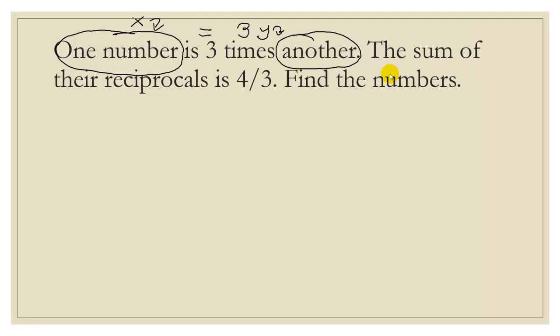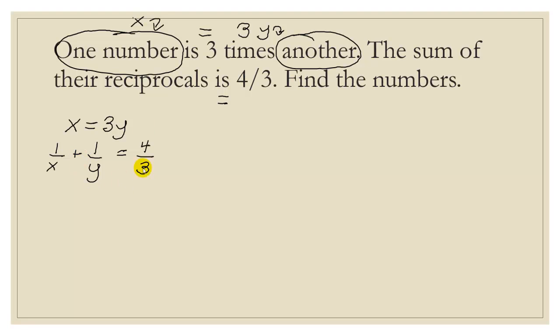Now it says the sum of their reciprocals is 4/3. Well, the reciprocal of the first number would be 1 over x, and the reciprocal of the second number would be 1 over y. And that has to be equal to 4/3. So let's put those two facts together. Our first equation is x is equal to 3y. And our second equation is the sum of their reciprocals, sum just meaning add. So it's just 1 over x plus our second number is 1 over y. Be careful here, it's not 3y. Our second number is just y, equals 4/3.